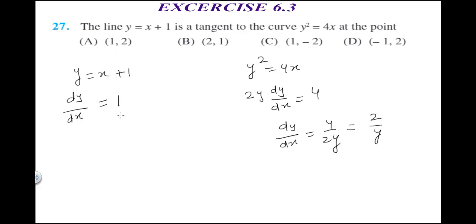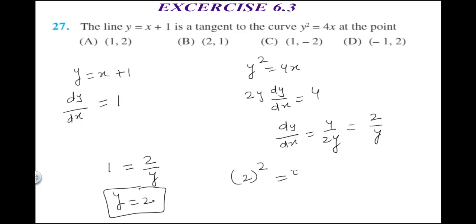Now because the line is also a tangent to the curve, we can equate 1 as equal to 2 upon y. Hence we get y as equal to 2. If y is 2, we can place it in the curve equation. So 2 square is equal to 4x, 4 is equal to 4x, hence the x value is 1. So the point is 1 comma 2. So A will be the correct option for this.